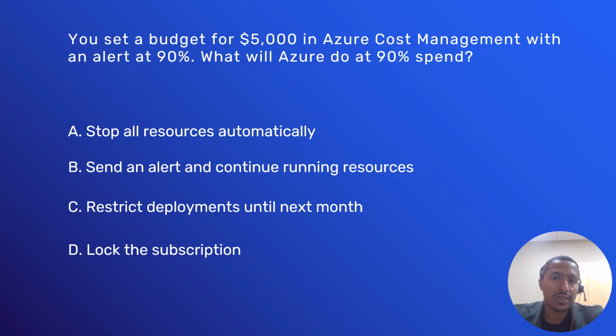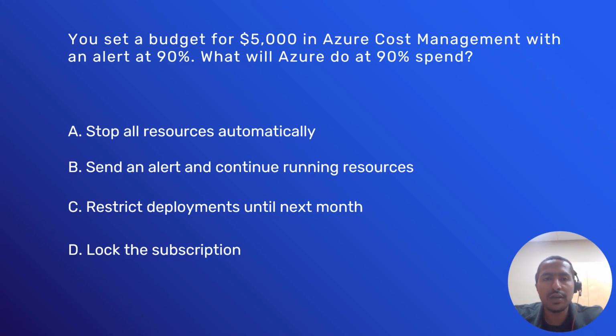So the question is, you set a budget for $5,000 in Azure Cost Management with an alert at 90%. What will Azure do at 90% spend? A, stop all resources automatically. B, send an alert and continue running resources. C, restrict deployments until next month. D, lock the subscription.